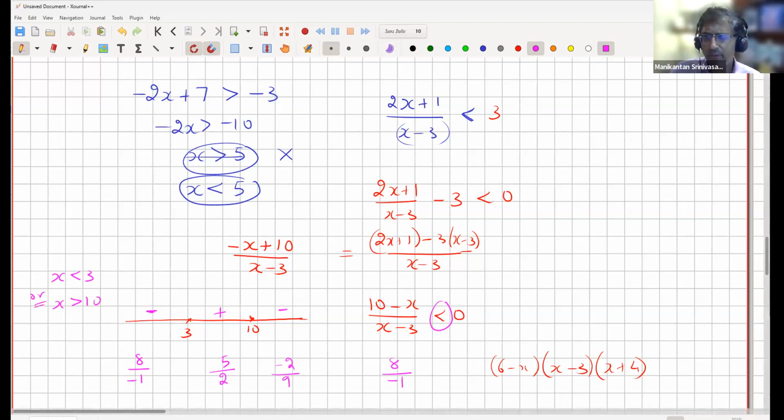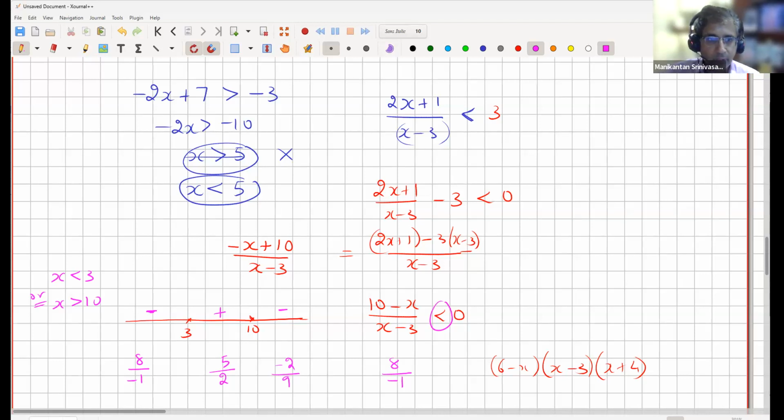The word or is important. It should not say and. If you say and, it's meaningless. How can x be less than 3 and be greater than 10 simultaneously? It's like saying there's no solution at all. So use the word or versus and very clearly. x less than 3 or x greater than 10.